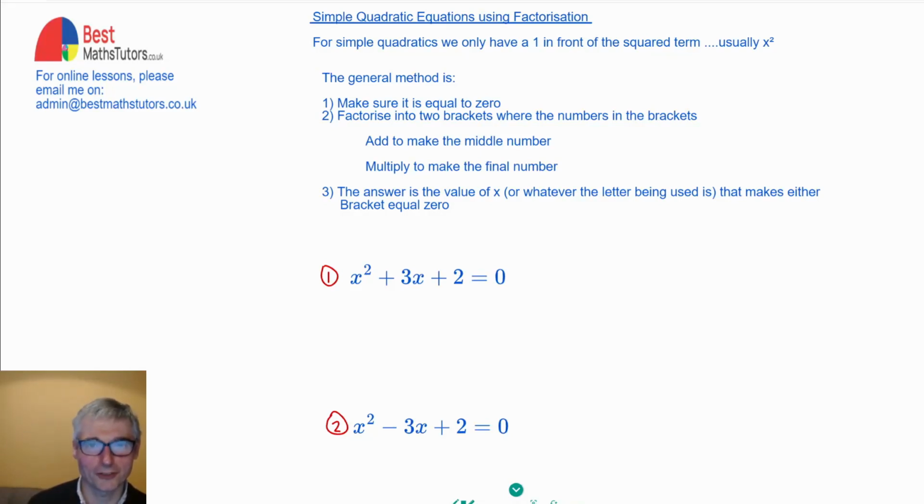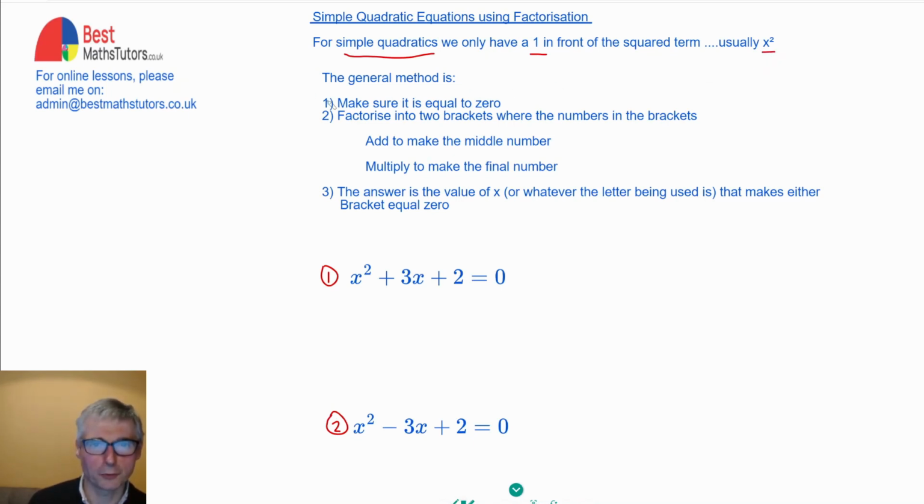I'm continuing to go through our series on algebra, and this time we're going to be looking at simple quadratic equations, and we're going to try solving them using factorisation, which means putting them into two brackets. So for simple quadratics, what that means is we've only got a 1 in front of the squared term, and usually the squared term is x, although it can be any letter really.